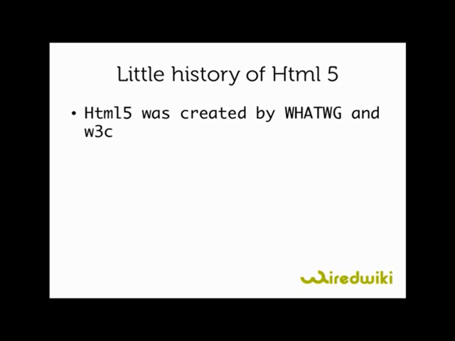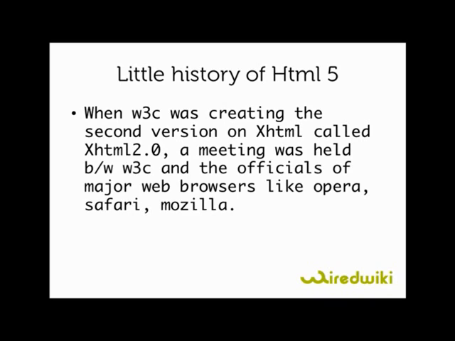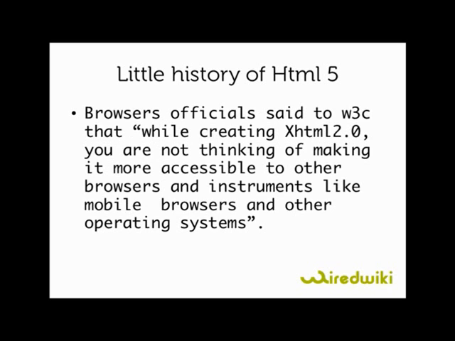A little history of HTML5. HTML5 was created by WHATWG and W3C. WHATWG is the Web Hypertext Application Technology Working Group, and W3C is the World Wide Web Consortium. When W3C was creating a second version of XHTML called XHTML 2.0, a meeting was held between W3C and the officials of major web browsers like Opera, Safari, and Mozilla. Browser officials said to W3C that, while creating XHTML 2.0, they should think of making it more accessible to other browsers and instruments like mobile browsers and other operating systems.